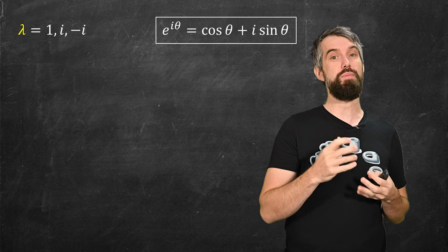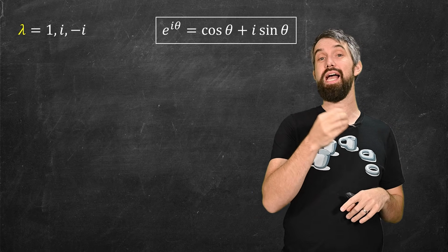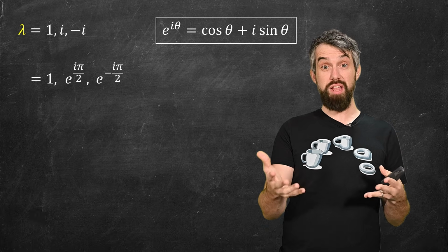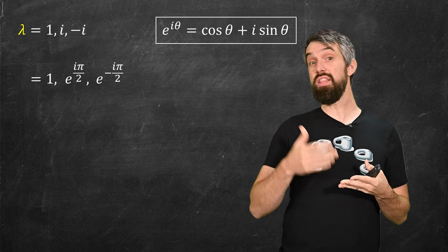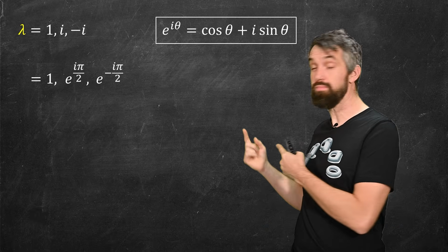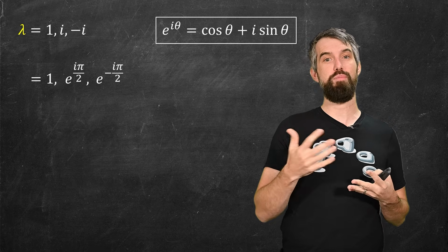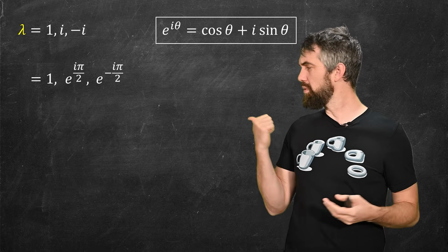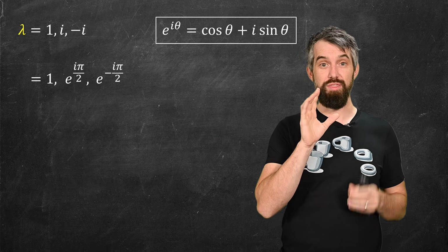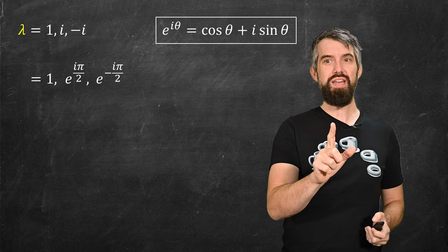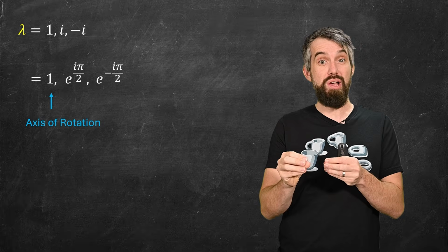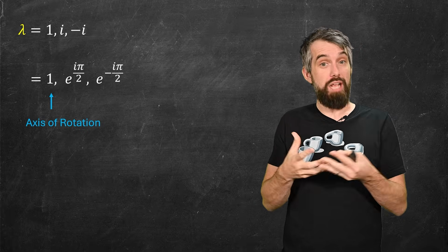e to the i theta can be written as cosine of theta plus i sine of theta. In this case, I can rewrite what my lambdas are. i is just e to the i pi over 2 because cosine of pi over 2 is 0 and sine of pi over 2 is 1. And so we've rewritten them in this polar form, and this is great. The 1 here, that is the eigenvalue that will correspond to the axis of rotation.